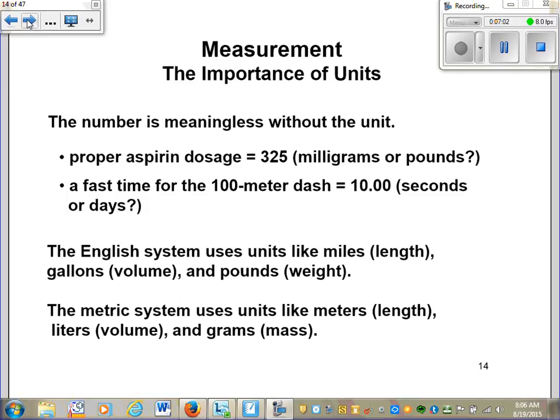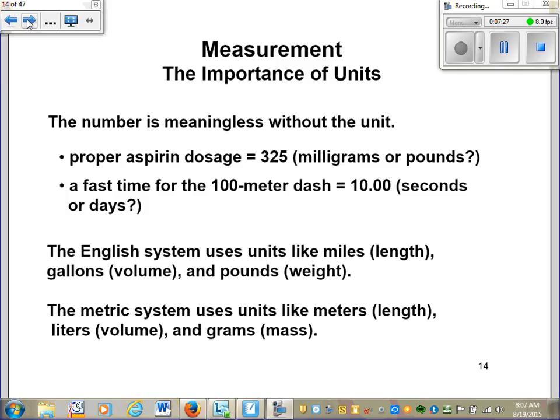The English system, which we use, uses units like miles, gallons, pounds. The metric system uses units like meters, liters, grams. We're going to be using the metric system, because it's easy to convert in the metric system. It's difficult to convert in the English system.